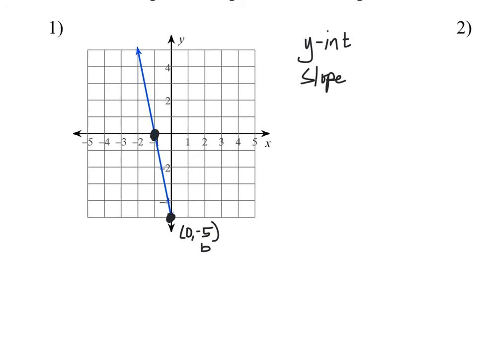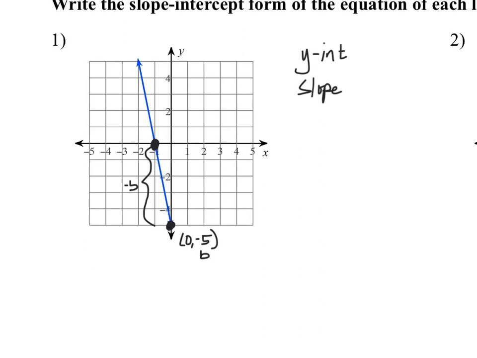Now I can calculate my slope from one point to the next. From this point to this point, how do I get there? In this case, I have to go down 5, and then I'm going to go right 1. So my slope is -5 over 1, or -5. My b value is -5, or (0, -5).